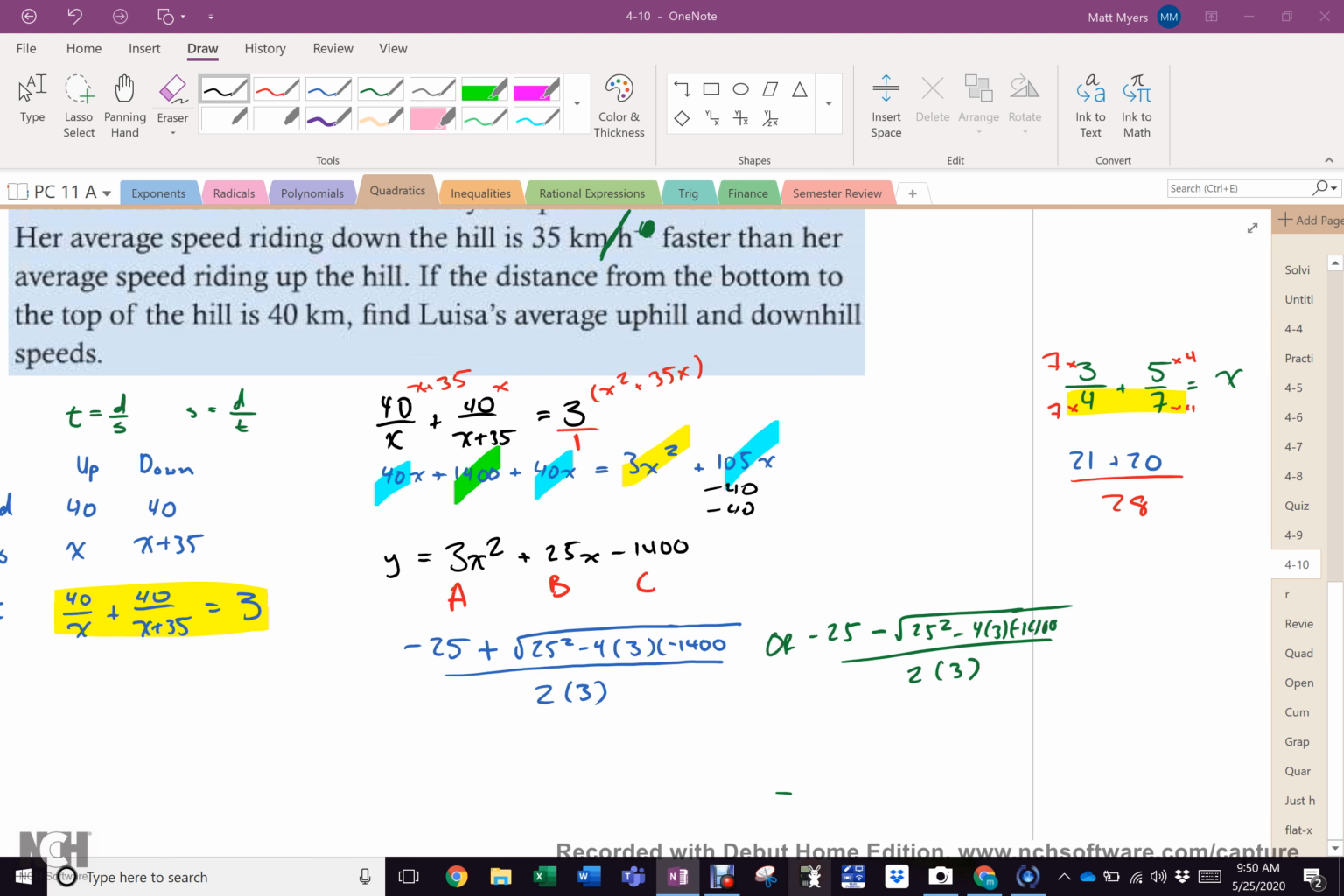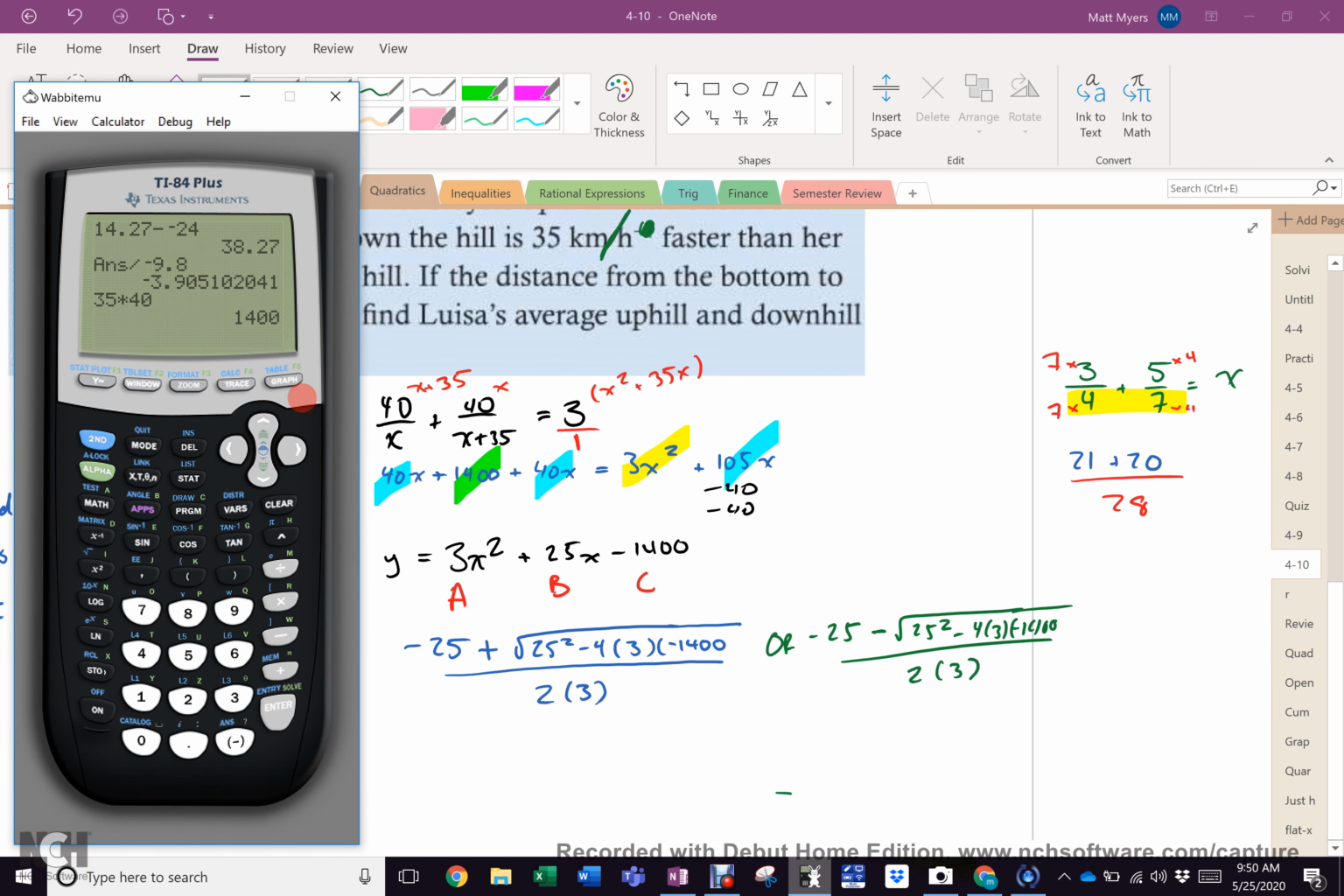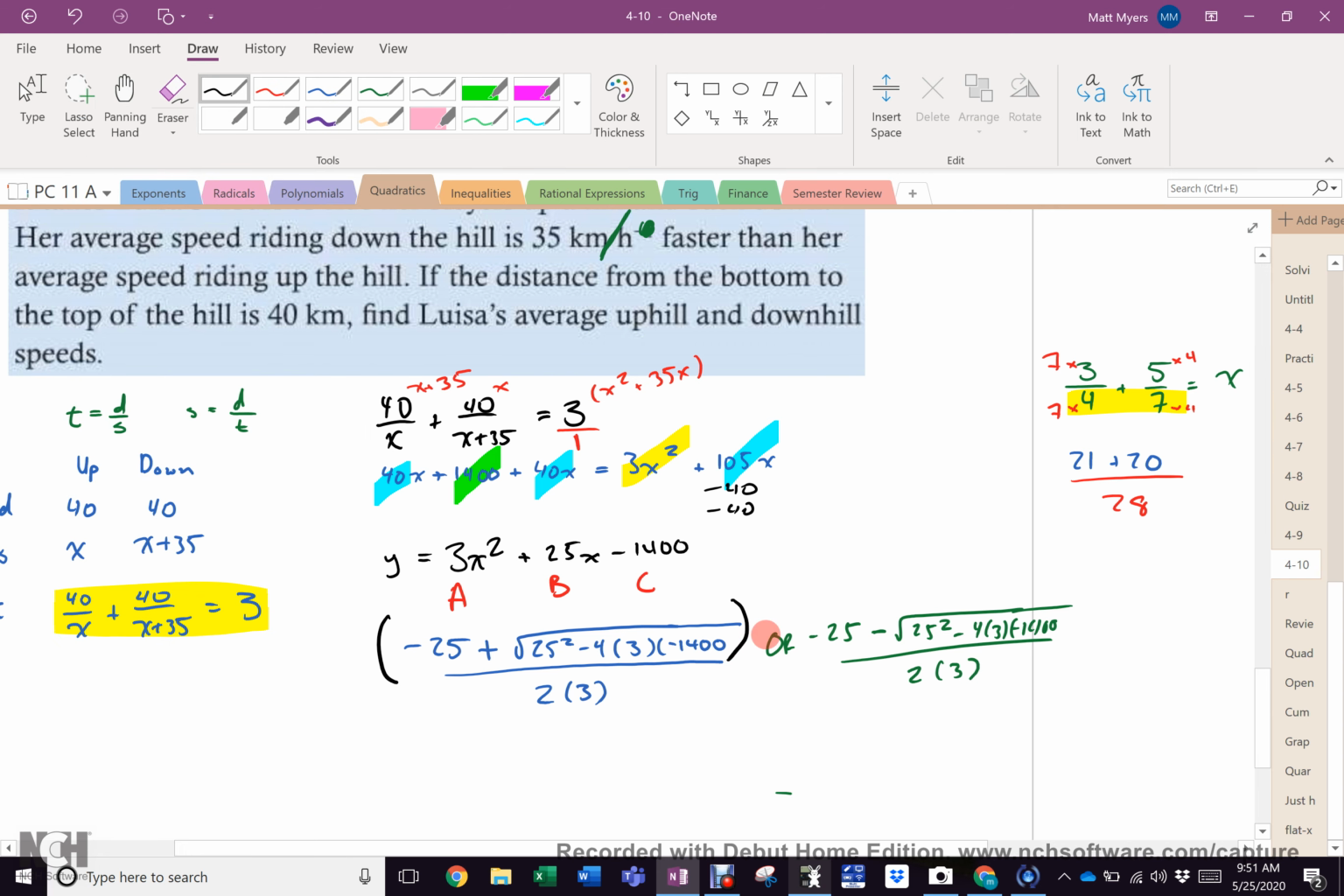This first one, if I go to my calculator, slide it over here so you can see it, clear, negative 25 plus square root 25 squared minus 4 times 3 times negative 1400, close the brackets, divided by, now I'm just going to divide by 6 because 2 times 3 is 6. Oh, I screwed up here. Sorry, everyone. I got to remember to put brackets around the whole top because the 6 divides everything.